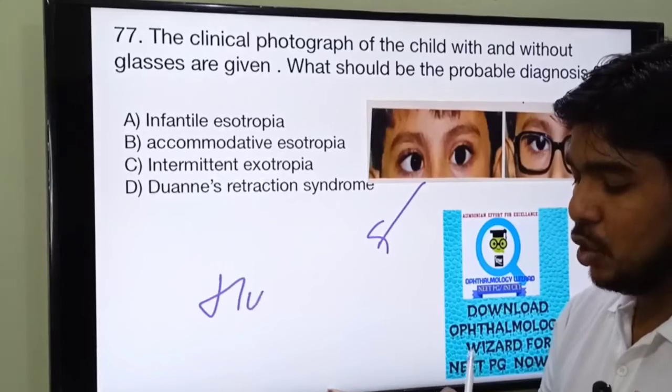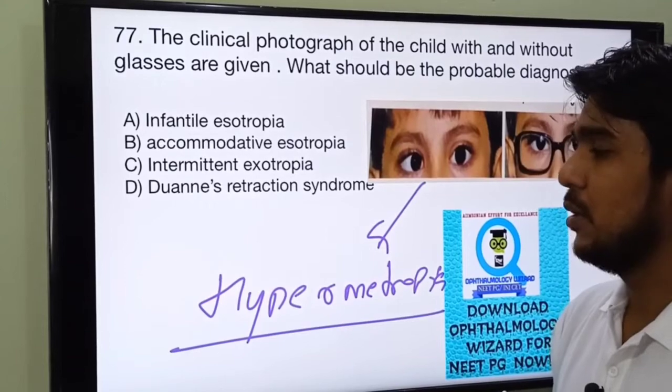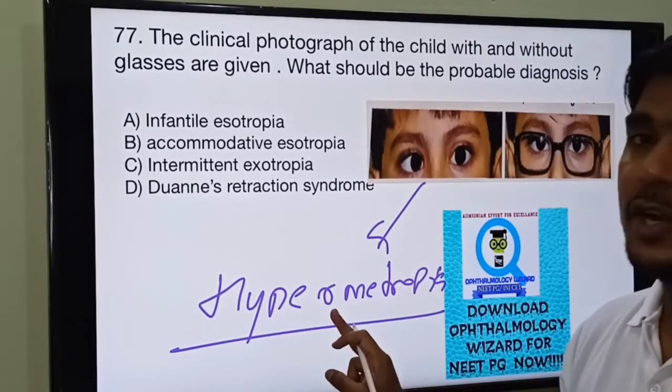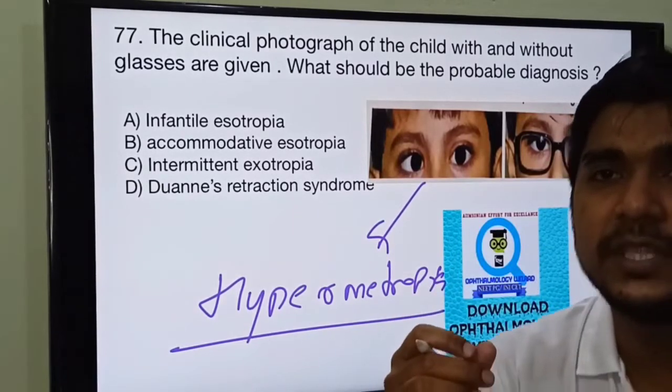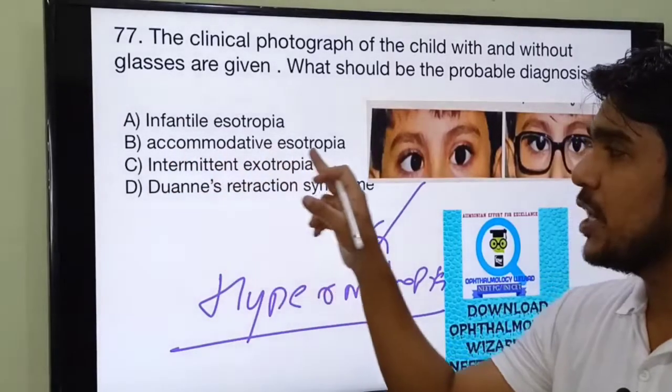So what will this patient have? Which refractive error is it? Hypermetropia. So this can also be a question. And because of this hypermetropia, the patient is unable to see the near object, and that's why he is accommodating more. So the answer will be accommodative esotropia.